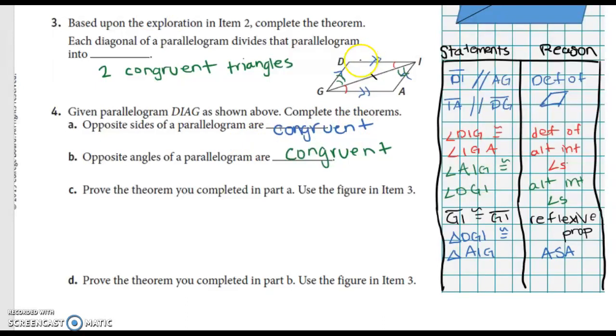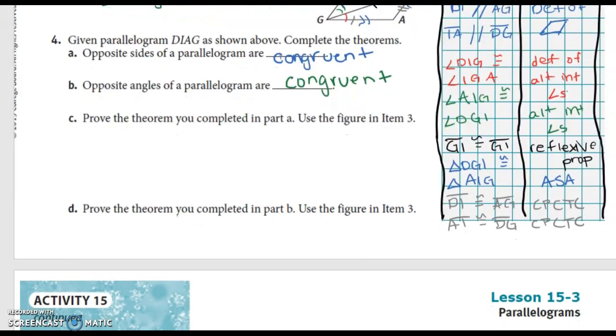And would you look at it? DI corresponds with AG, and therefore they are congruent because of CPCTC, as well as segment AI and segment DG. So AI is congruent to segment DG because of CPCTC. And now we have just proven the theorem from part A.